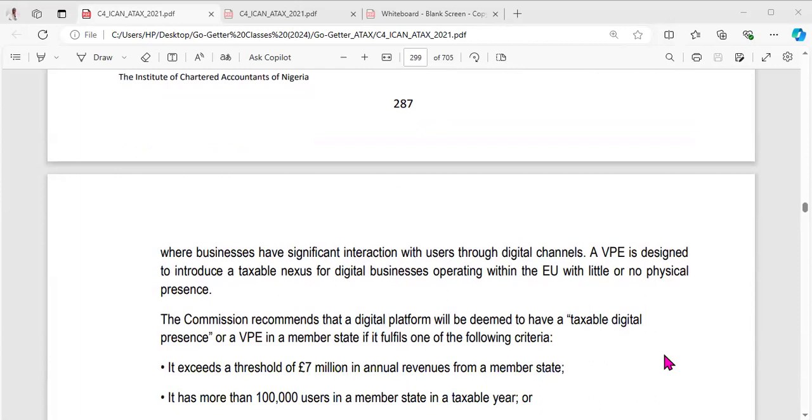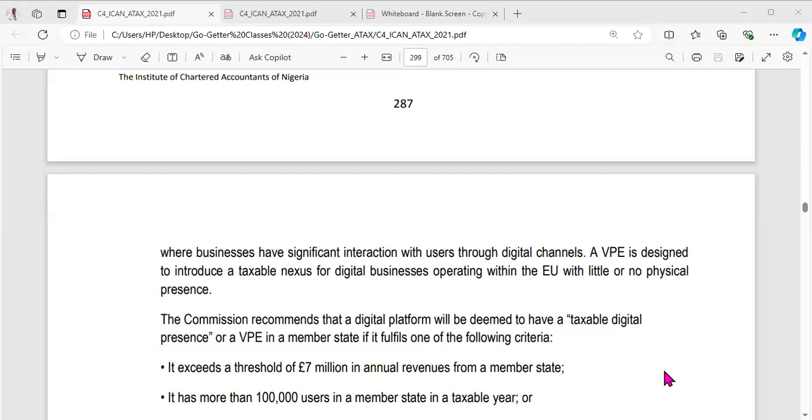For example, we know that YouTube, Zoom, they have digital presence in Nigeria. They have significant interaction. Look at Facebook, look at TikTok. In a day, now Telegram has also joined. In a day, people use these digital channels and they have their digital presence. A VEP is designed to introduce a taxable nexus for digital business operating within the EU with little or no physical presence.